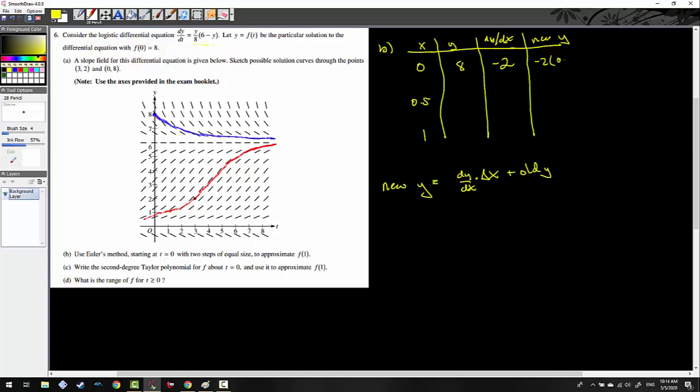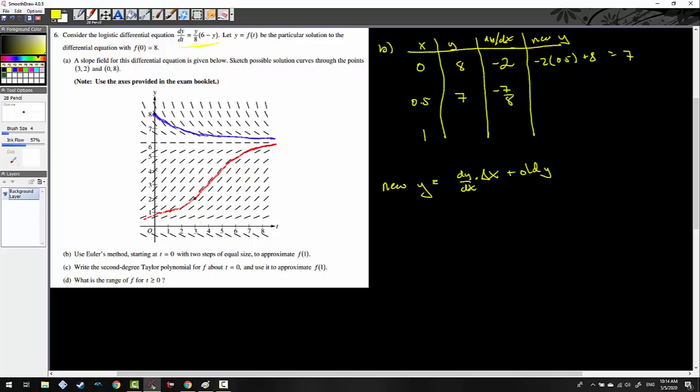The new y is going to be negative 2, which is dy dx, times delta x, which is 0.5 or 1/2, and then plus old y, which is 8. That results in the number 7. So that is our new y. So (0.5, 7) is going to be our new point. Dy dx happens when I plug 7 into the dy over dt. After I plug all that in, I end up getting negative 7/8.